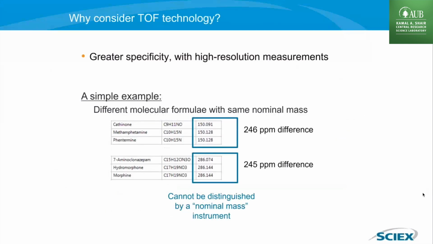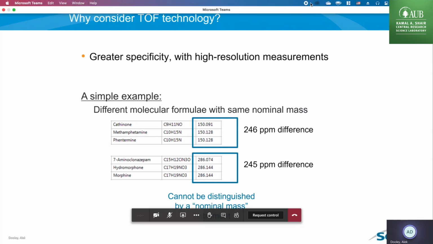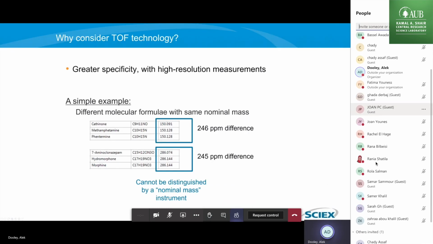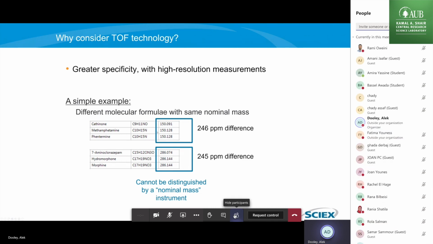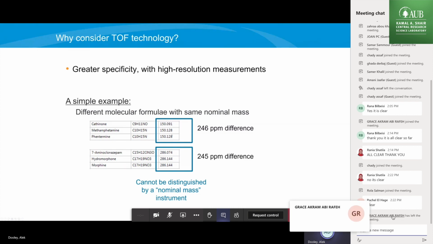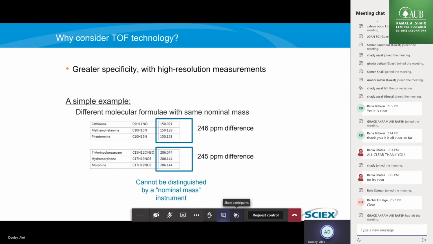All right, so let's take a look here at some of the differences or what the instrument can do in terms of mass measurement. So here I chose 2 groups of compounds to show you. The first one, they all have an integer mass of 150. Right? So here you see the formulas, and here you see the exact masses. The exact masses are different by the decimal. Now, why are they different? Because they have different formulas, right?